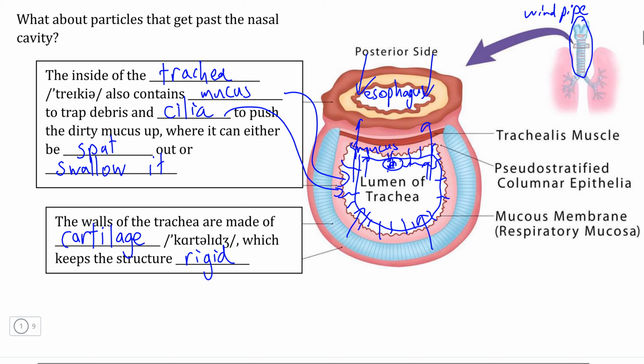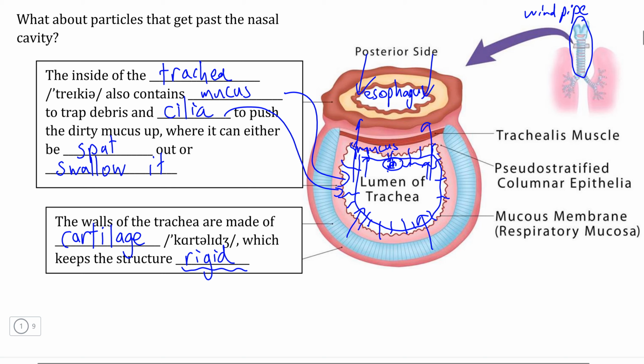And the reason for this is relatively simple. It needs to stay rigid so that it maintains an open airway and allows the free flow of oxygen and carbon dioxide. And if it were not rigid, it would be able to fold in on itself and collapse, and your airway would be obstructed and you wouldn't be able to breathe.